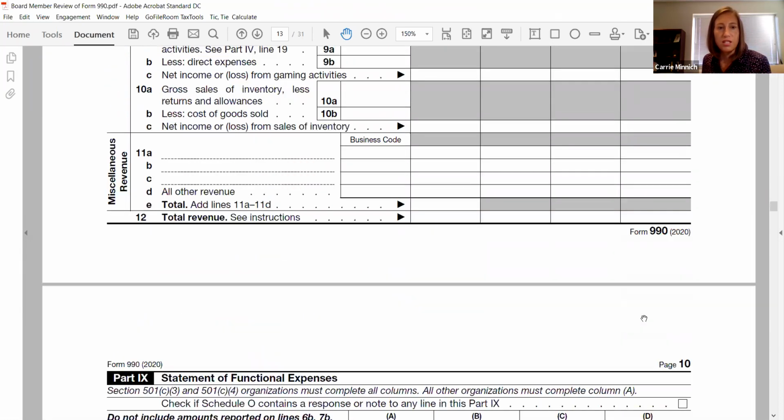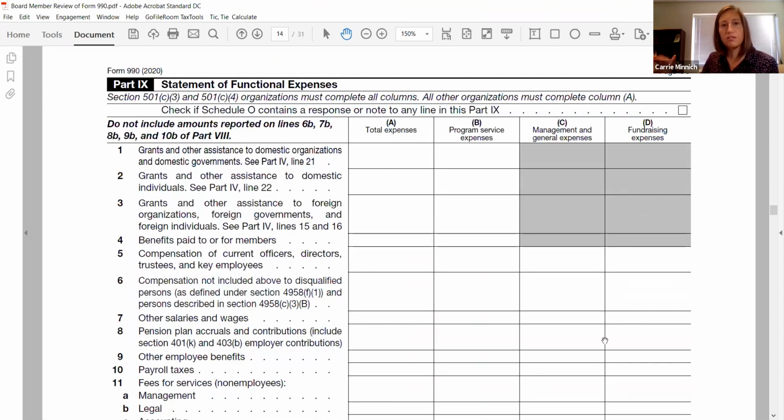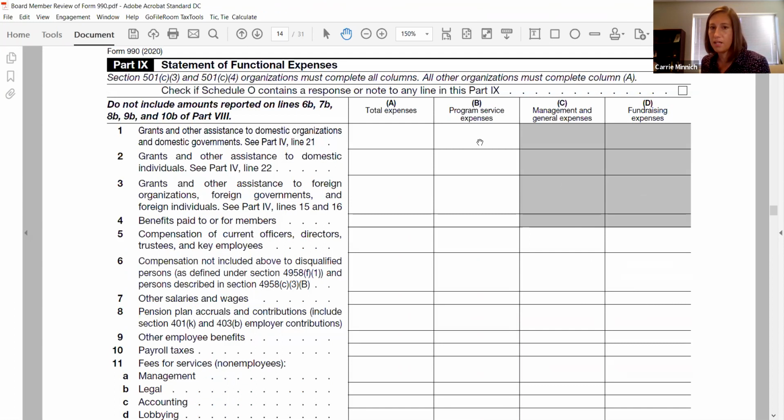The next section is your expenses. So we talked about your revenue and then they want to know about your expenses. Again, allocated between 3 functions: program services, management and general, and fundraising. So when you're reviewing this section, just make sure that the allocation between these 3 functions looks reasonable. When the reader looks at the 990, they're going to want to see how much is spent on program versus management and general and fundraising.